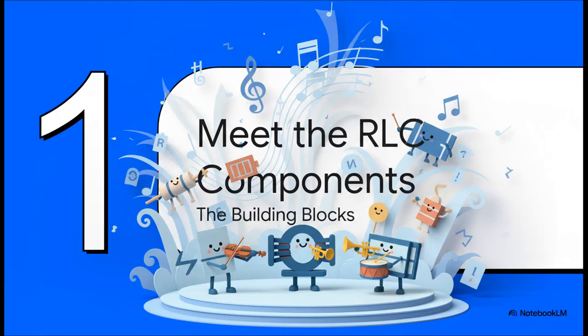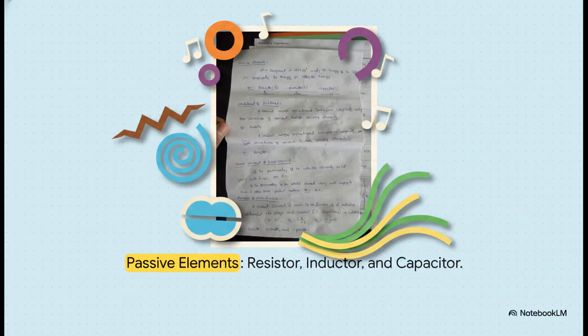Section 1. Meet the RLC components. To understand how our circuits find their rhythm, we first need to meet the players in our orchestra. We're going to treat them as simple, cooperating characters rather than intimidating variables on a chalkboard. It's actually pretty beautiful how simple these components are in their fundamental form.